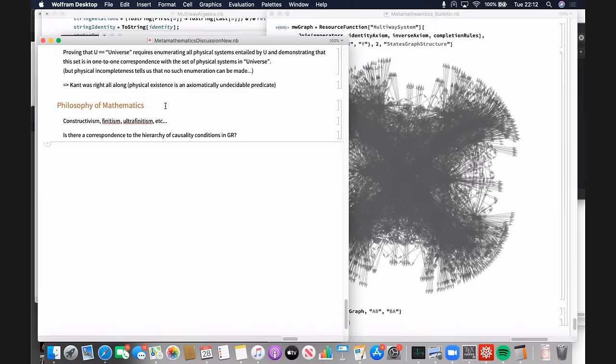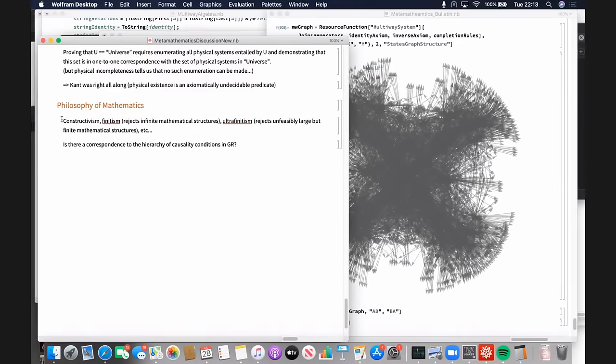Okay, but so what is that saying? For instance, ultrafinitism is partly motivated by physics, right? It's saying that there is a maximal theoretically computable natural number given the current age and energy density of the universe, and so any sets that have cardinality larger than that cannot have existence. And that rejects unfeasibly large but finite mathematical structures. Unphysically large, in a sense.